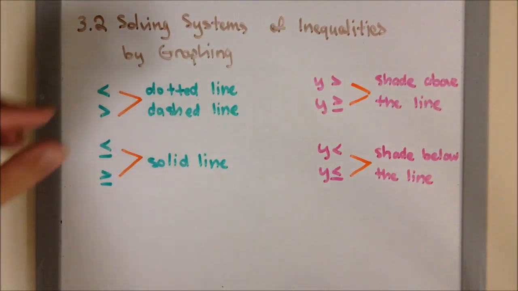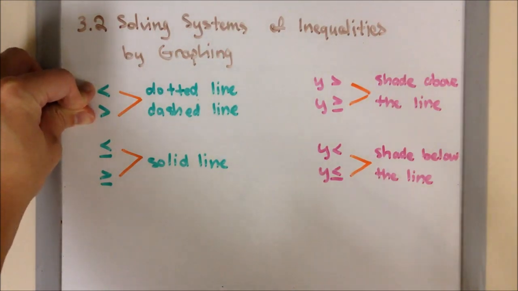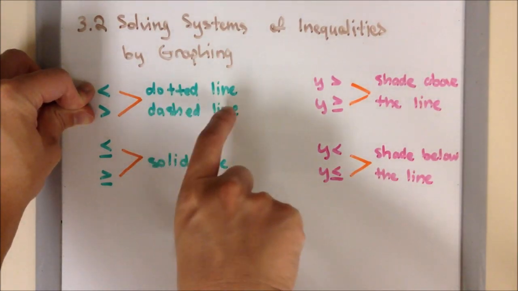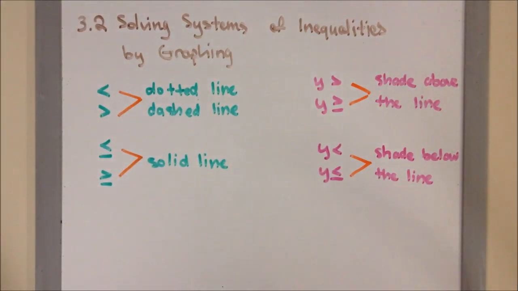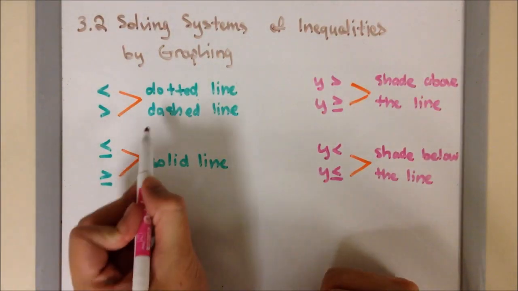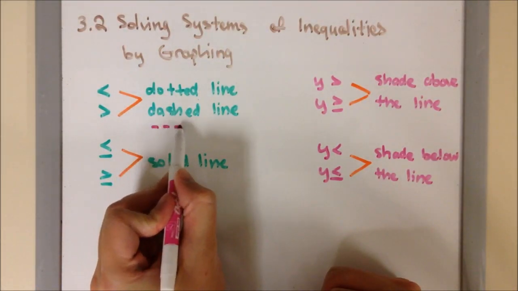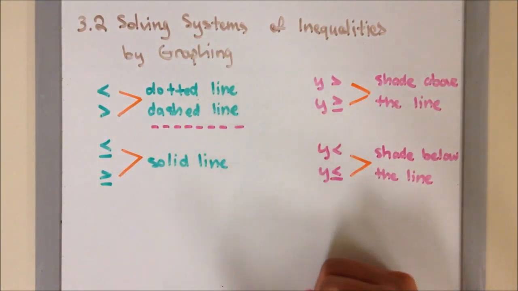First off, when we have these types of inequality signs, in terms of graphing, it will be a dotted line or a dashed line. What I mean by that is when you're graphing, it won't be just a regular line. It will be a line like this. So when you're graphing, you must graph your line like this.